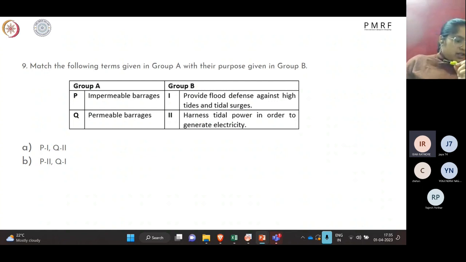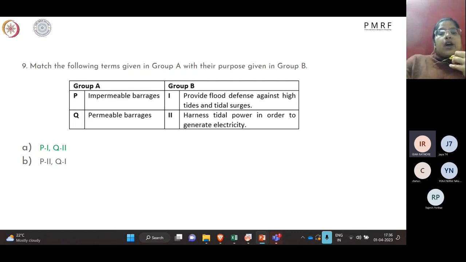Okay, so we have an answer. So the correct answer is A actually. So impermeable barrages are when you don't allow water to go out of their stronghold. So these are used for flood defenses against high tides and tidal surges. So you just hold the water in the standing position, because otherwise the water will cause flooding and things in the low-lying areas.